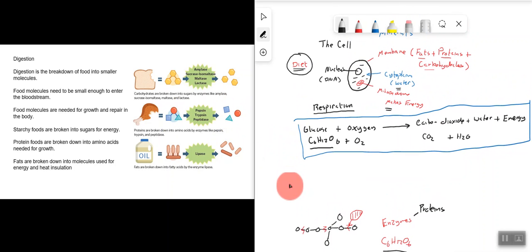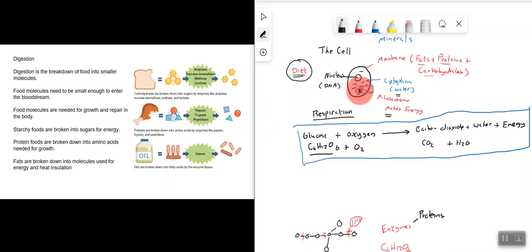The body can then take those amino acids and use them to build different parts of the cell structure. So proteins are broken down into amino acids, and fats are broken down into molecules used for energy and for heat insulation as well. If you take, for example, cod liver oil, it has these fat molecules, and we have special enzymes called lipase that break down fat molecules into fatty acids. The body can then use these fatty acids to build, for example, the cell membrane.